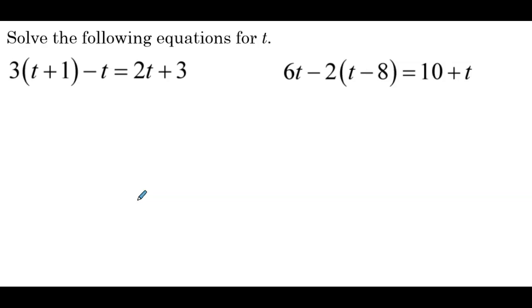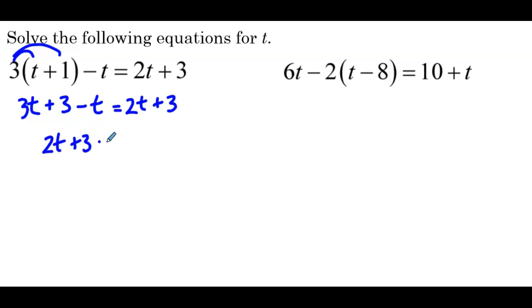Now solve the following equations for t. So they're just changing the variable up on us, okay, but nothing else changes. So our first example, 3 times the quantity t plus 1 minus t equals 2t plus 3. So we'll start by distributing the 3. So we have 3t plus 3 minus t equals 2t plus 3. Combining like terms on the left-hand side, 2t plus 3 equals 2t plus 3. Now we could go further, but I think we're at a good enough spot to stop.